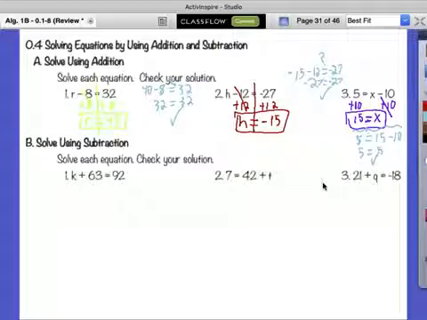All right, let's talk about this one up here. So k plus 63 equals 92. K is not by itself. We want it by itself. So how do we undo what's happening with k? How do we undo the addition of 63? Yes, we've got to subtract 63. Subtraction is the opposite of addition. So we're going to subtract 63 from both sides.